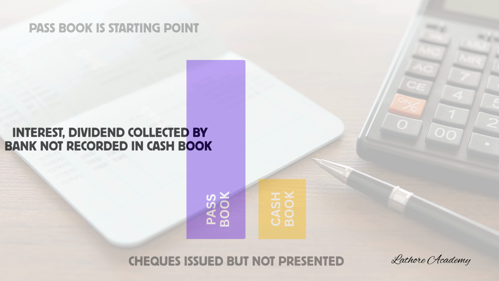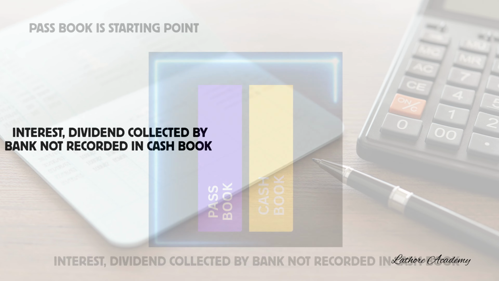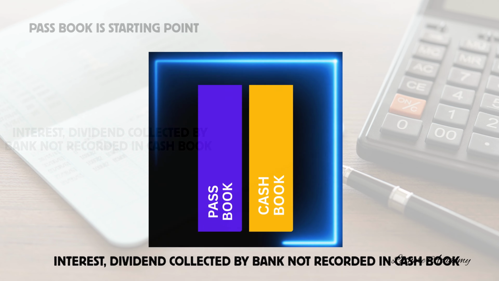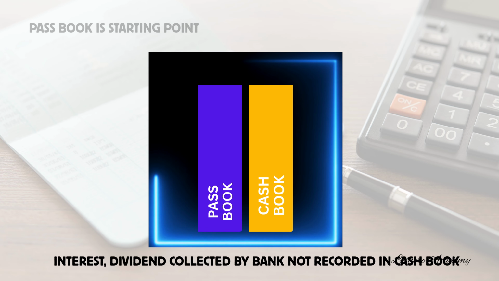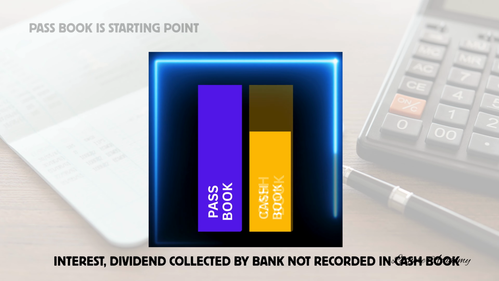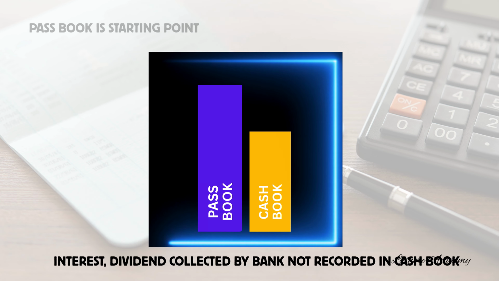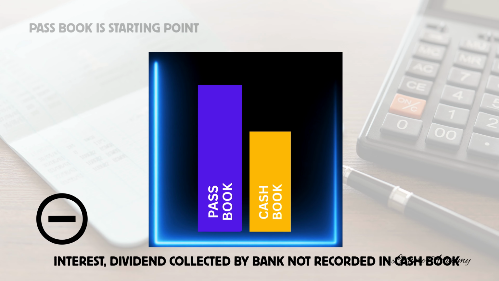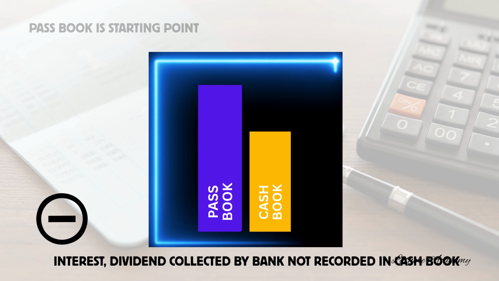In the next transaction, interest and dividend collected by bank not recorded in the cash book. When banks collect interest or dividends on your behalf, the passbook balance increases, but your cash book doesn't reflect this. We subtract these collections because the cash book is showing a lower balance.